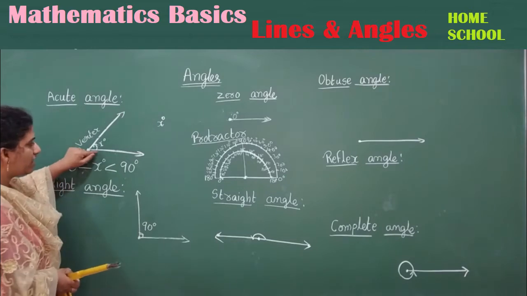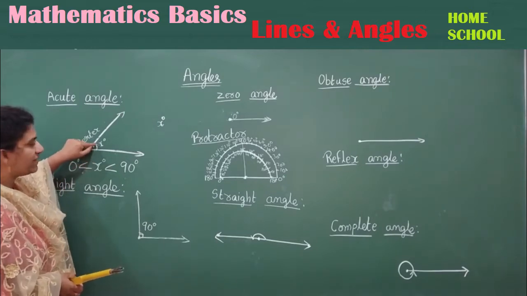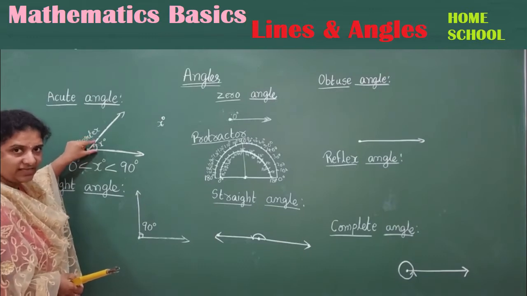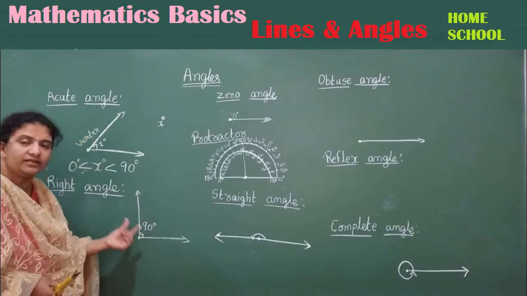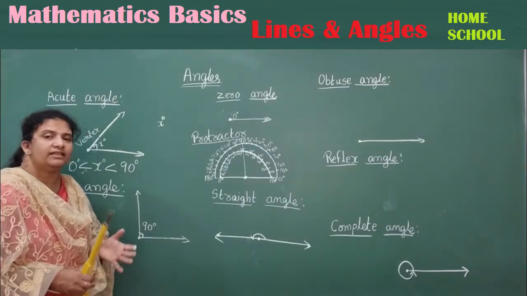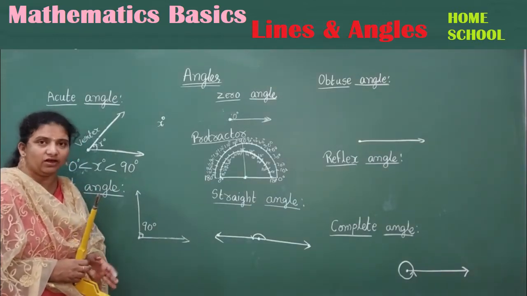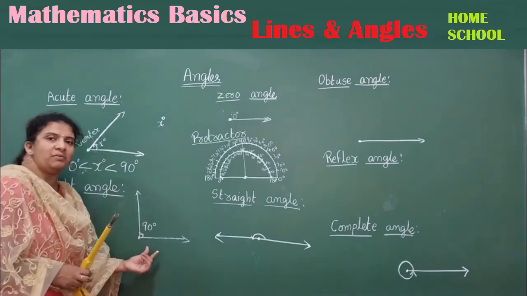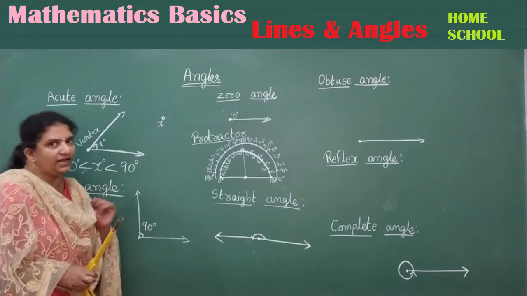From here the angle is measured, the angle must be more than 0 and less than 90. But here the angle is fixed. What is that fixed angle? That is a right angle, or 90 degrees. What is the right angle? The angle between the two arms is 90 degrees.